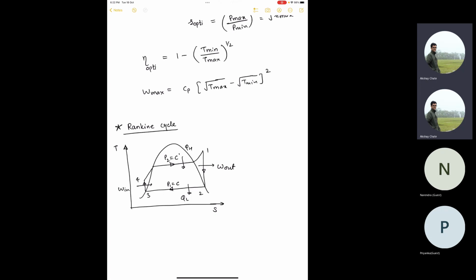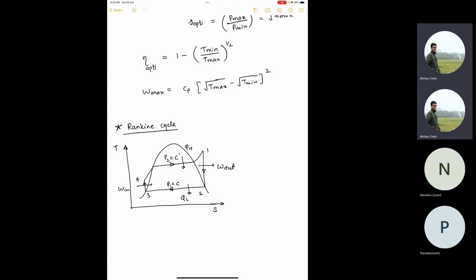And this compression process 3 to 4 also falls inside the dome for the Carnot cycle, and that is difficult because it is difficult to compress a two-phase mixture. With a reciprocating compressor, it is not possible. You have to use some rotary compressor or other compressors. And there also, since gas and liquid have different compressibilities, you'll have an issue of maintenance of that device.